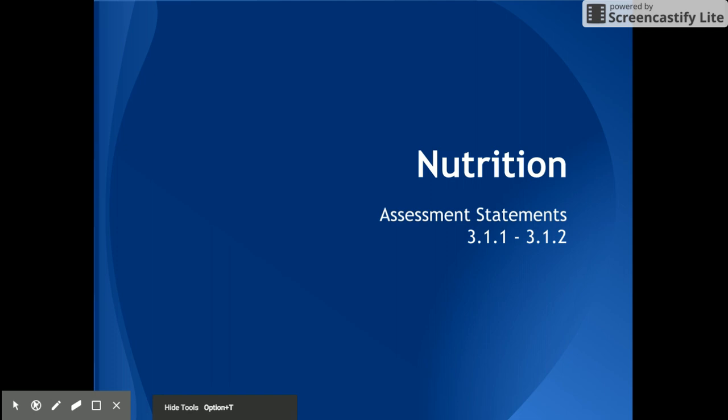We are going to be working on our nutrition unit, and specifically here looking at assessment statements 3.1 and 3.1.2. I think this is going to be a really interesting unit for all of us. So let's get going with the basics. We have to determine what the importance of food is for growth.